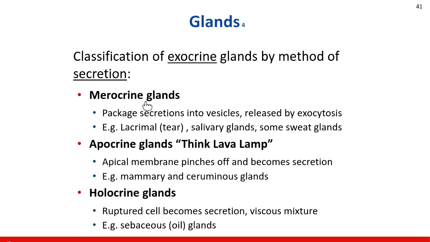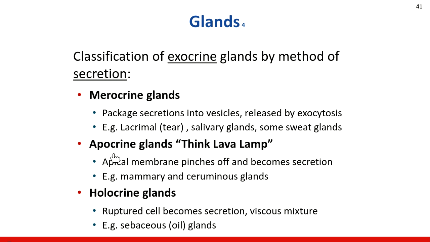That's what merocrine glands do. They package up their secretions into these vesicles, and they release them through the process of exocytosis outside of the plasma membrane. So the tears formed in your eyes are produced by merocrine glands. Saliva from your mouth, same thing. Some of the sweat glands that your body has, those are all merocrine gland secretions.